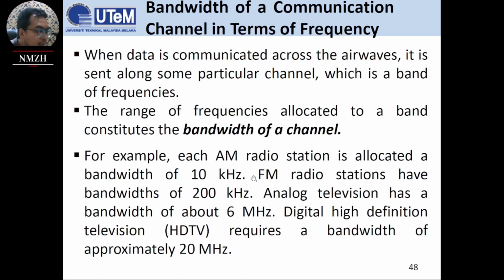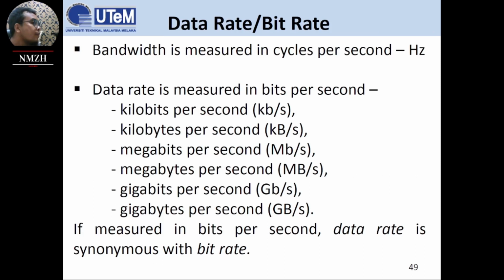So, for example, AM radio station. I think FM is commonly used right now. AM is commonly used in climate change and disasters, right? This one, band of 10K. So FM radio station is 200K hertz. Analog television is 6 megahertz. And HDTV is 20 megahertz bandwidth. Okay. So bandwidth is measured by cycles per second.